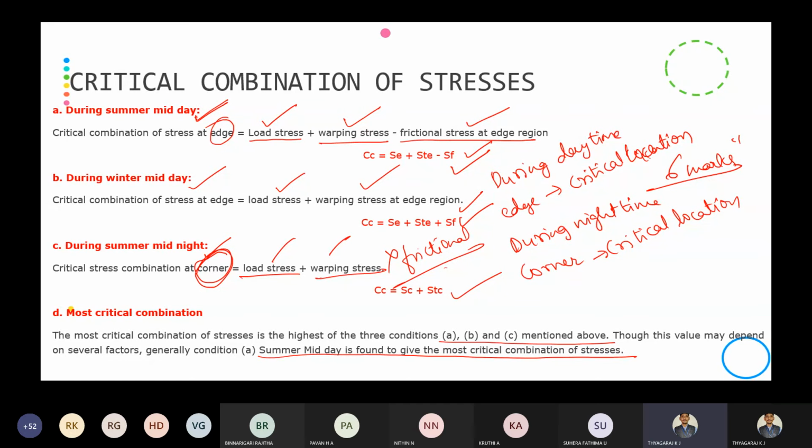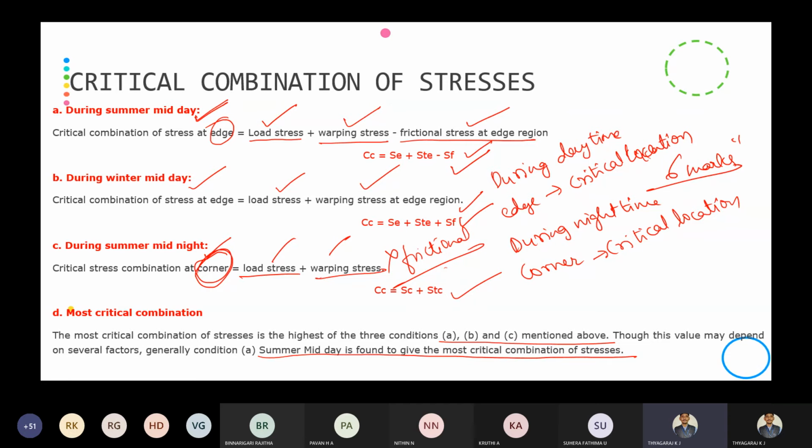So we will be solving some problems in the 11 o'clock class. Everyone be ready with your notes and calculators for solving the problems on the Westergaard wheel load stresses. Using Westergaard wheel load stresses, we are going to solve some problems. So be ready at 11 o'clock.